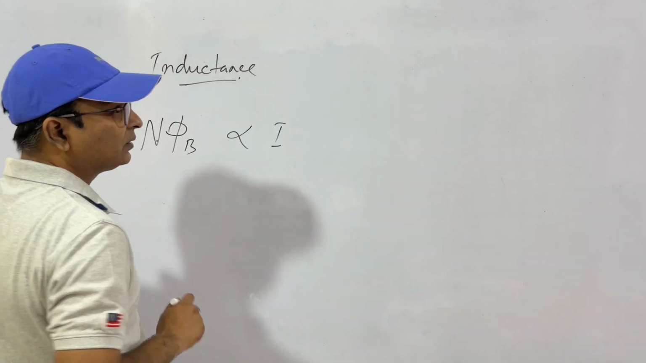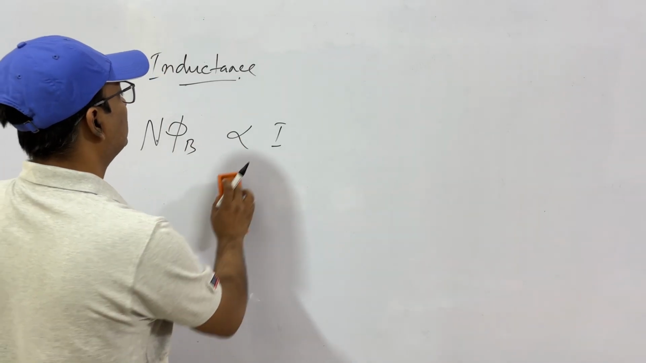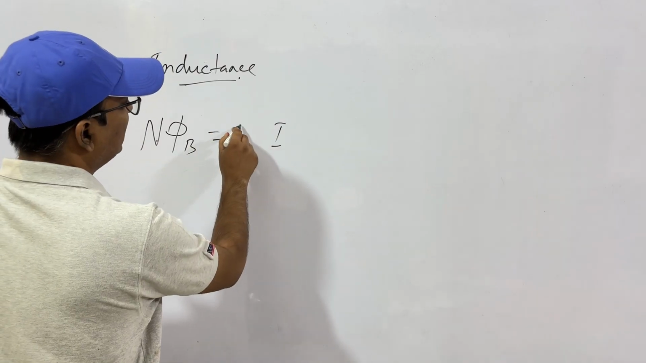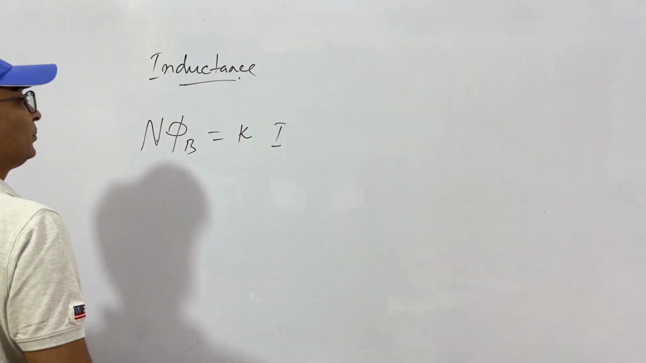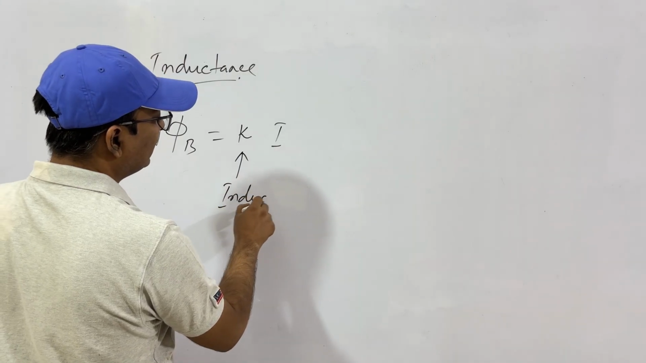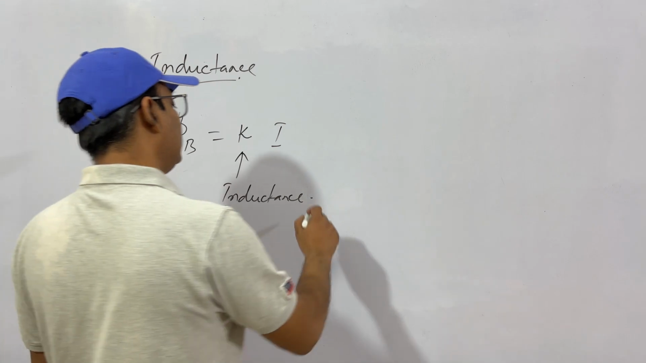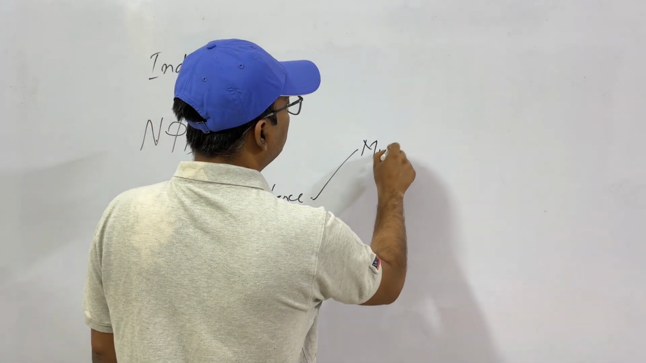Now to replace this proportionality with an equal to sign, we need a constant. So N phi b is equal to, let that constant be k, k I. This proportionality constant is called inductance. And there are two types of inductances. First is called mutual inductance.